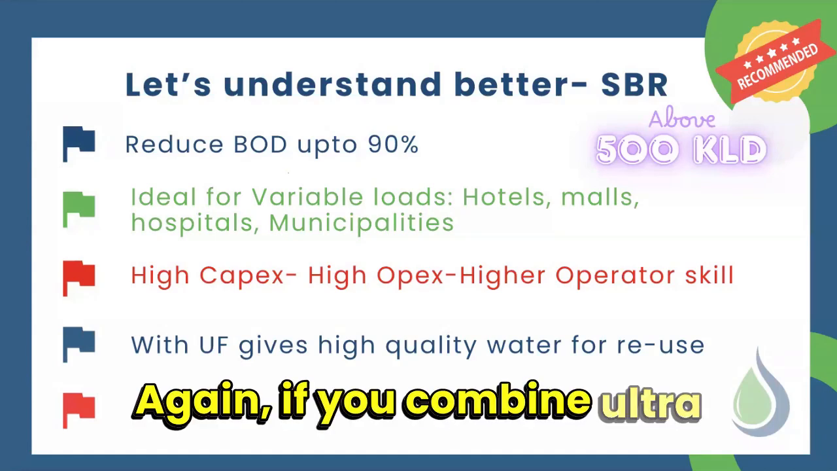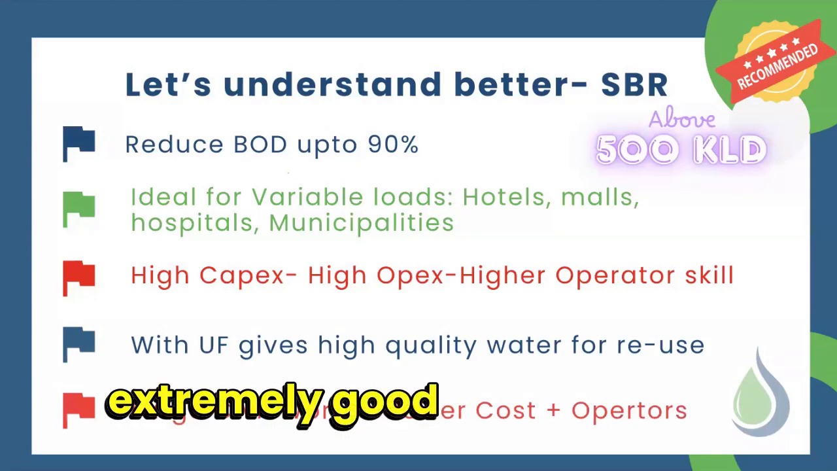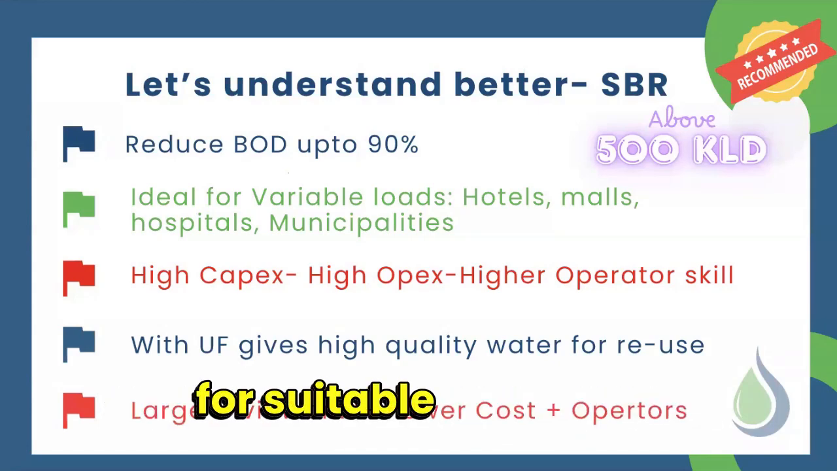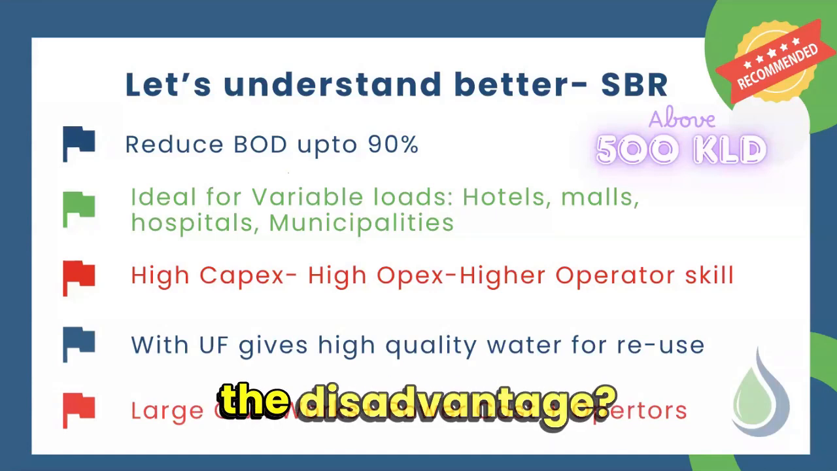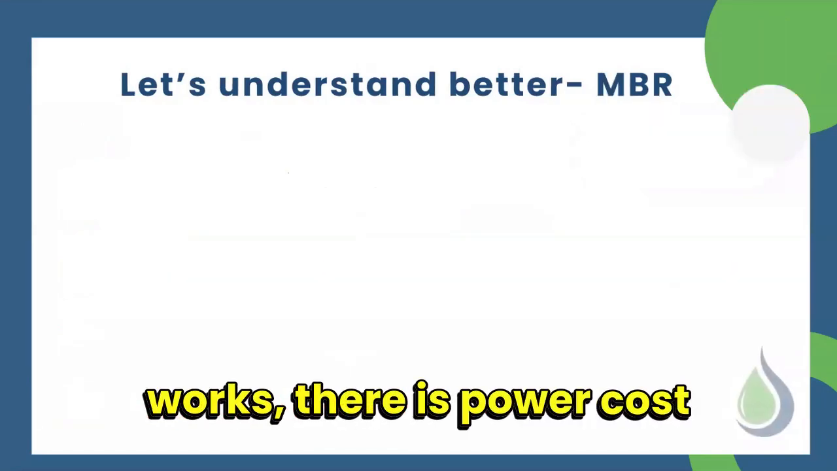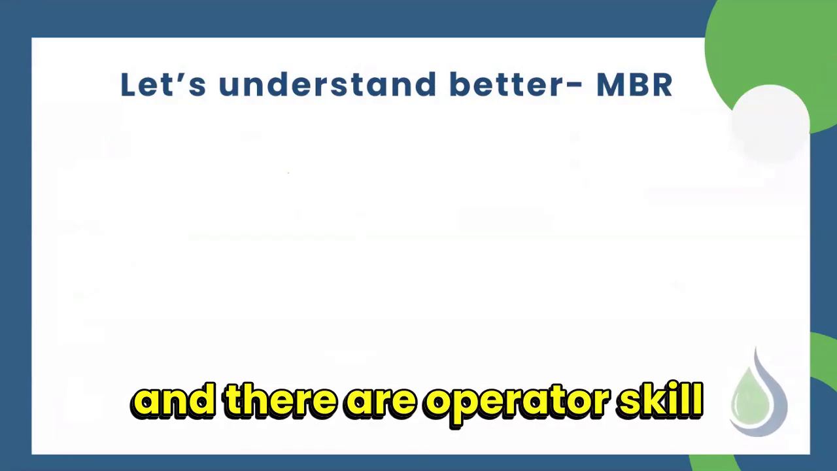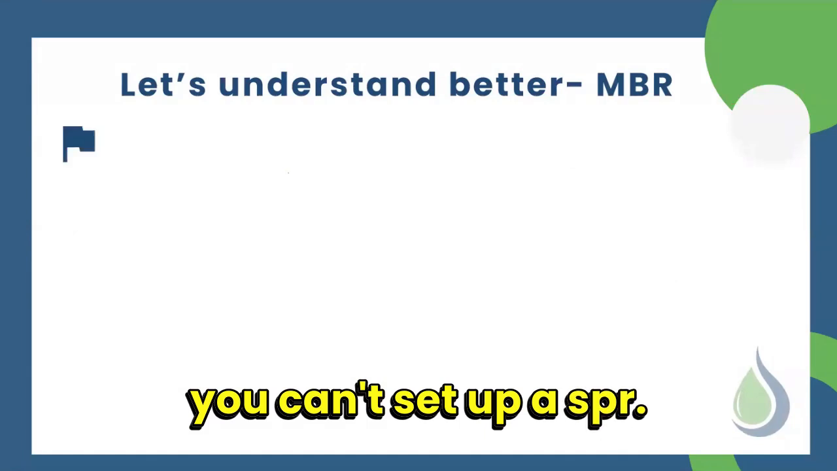Again, if you combine ultrafiltration along with the SBR process, it gives you extremely good quality water suitable for reuse, right? Now, again, what is the disadvantage? Civil works, cost of civil works, there is power cost, and there is operator skill, and also sometimes time. If you are in a hurry, you can't set up an SBR.